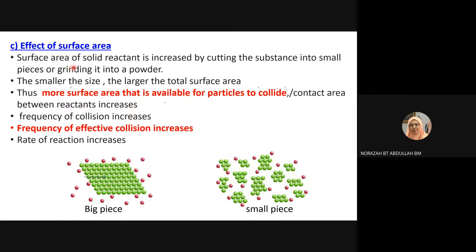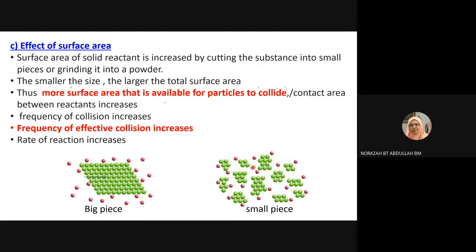Luas permukaan, surface area. So bila reaction yang berlaku tu melibatkan bahan dalam bentuk physical state dia yang berbeza, dia memberi kesan kepada rate of reaction. So if bahan tu kita make it smaller piece, either you cut into smaller piece atau you grind into powder. So the smaller the size of the substance, the larger will be the total surface area.